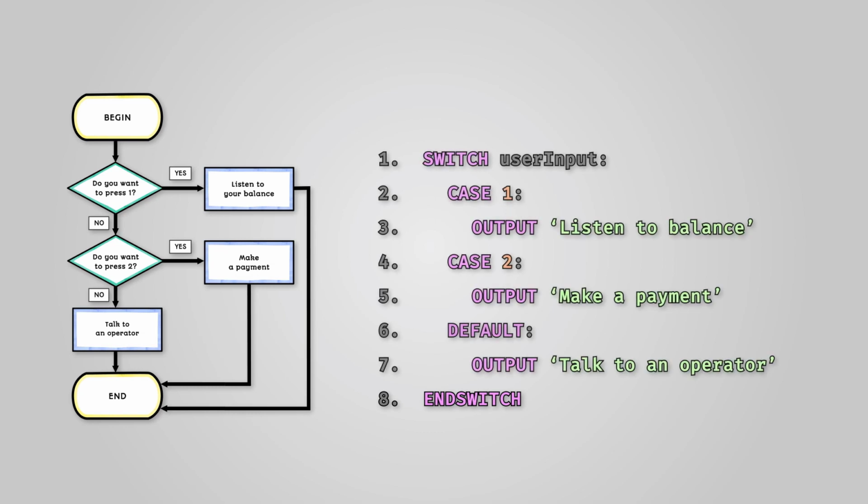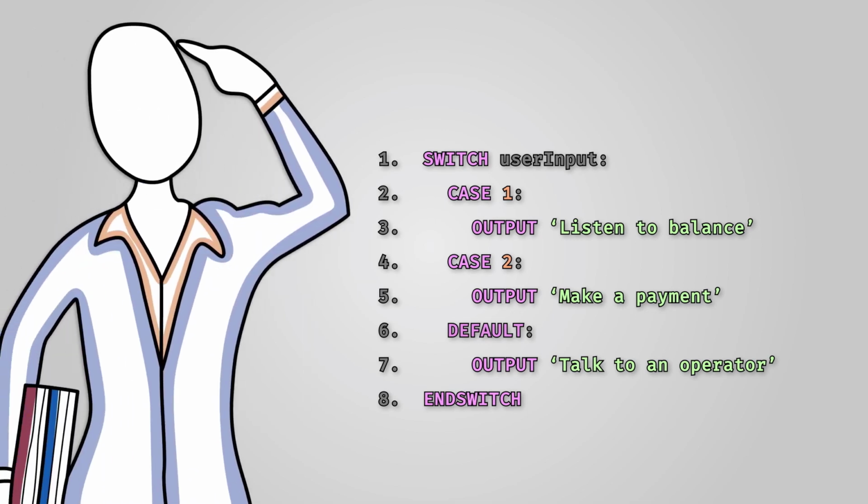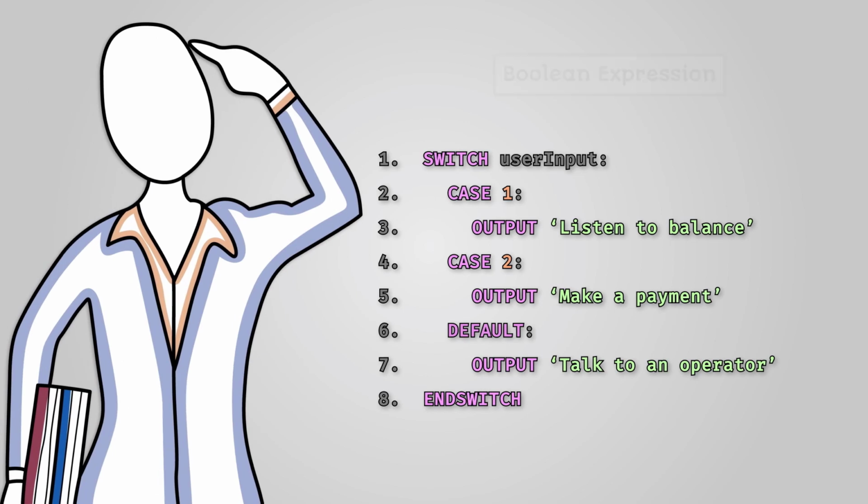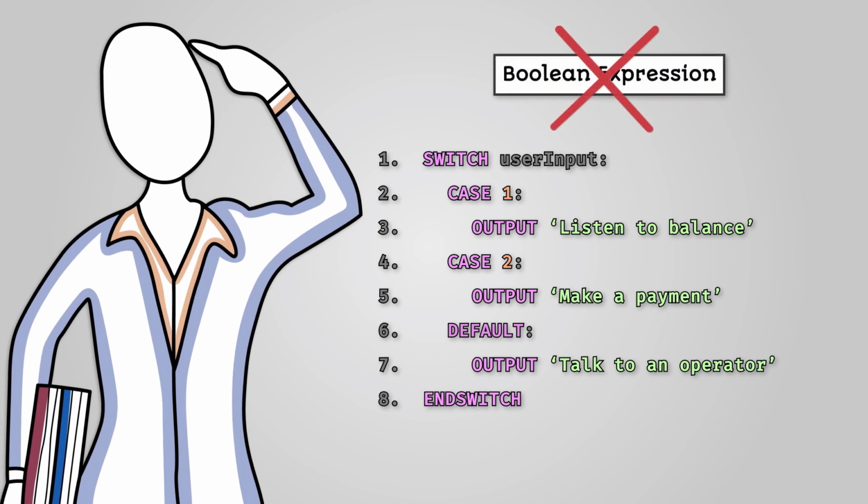The thing about switch statements is that they work on single variables only. By that we mean the variable user input could be just a number, or a letter, or a string. Unlike if, else statements, we cannot use Boolean expressions to perform more complex comparisons, such as this.